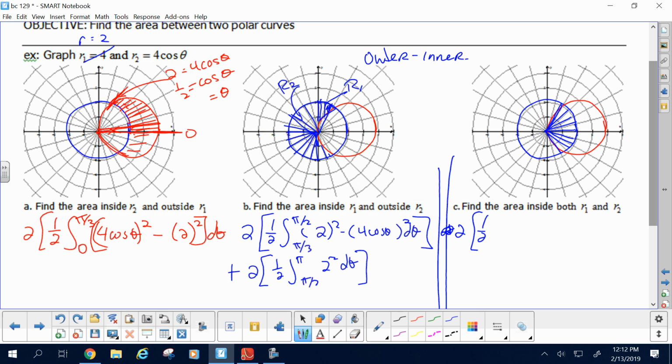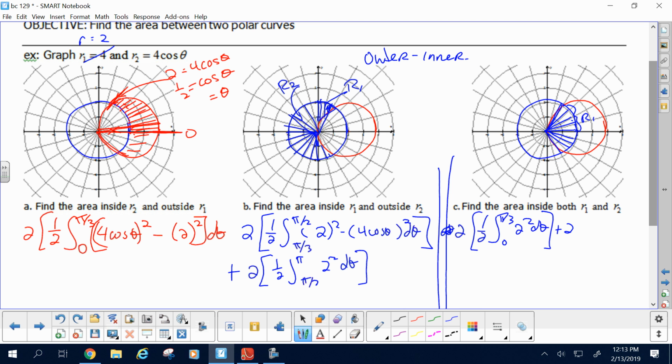Two times a half. What's the first region here called? Region one. From where to where? From here to pi over three. And what's the integrand? Two squared. Okay?